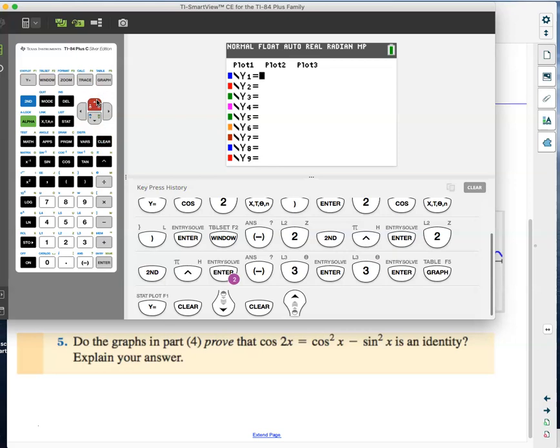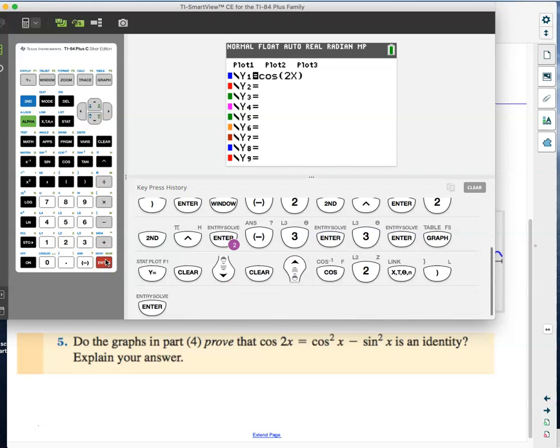Alrighty, so we have our cosine of 2x. And then we have to put cosine squared of x minus sine squared of x in there. And remember, the calculator doesn't do shorthand. So parentheses, cosine x, parentheses, parentheses, squared. It's hard to see the buttons when I get up that close. Where is my squared? Nope.